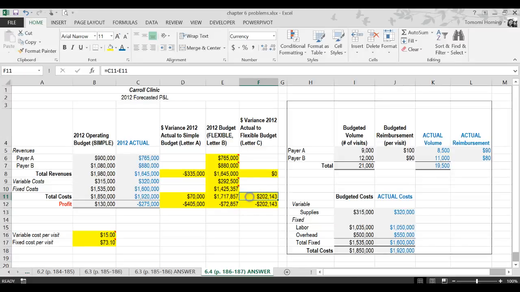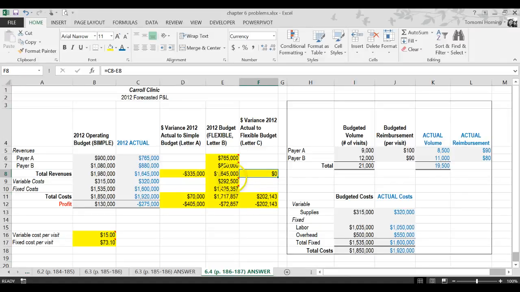Again, if you look here at expenses, the projected, based on the flexible budget, expense was $1.72 million. They actually spent $1.92 million, which is a positive number. They spent more than they had planned on spending. And again, for an expense line, a positive number is an unfavorable indicator of financial performance.